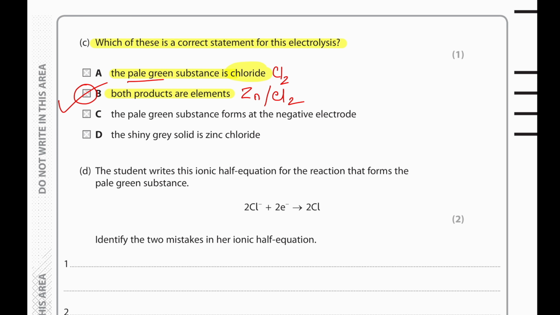The pale green substance forms at the negative electrode. You see, chloride is negatively charged, so it must go towards the positive electrode. So this is a wrong statement. The shiny gray solid is zinc chloride. No, that is only zinc metal.